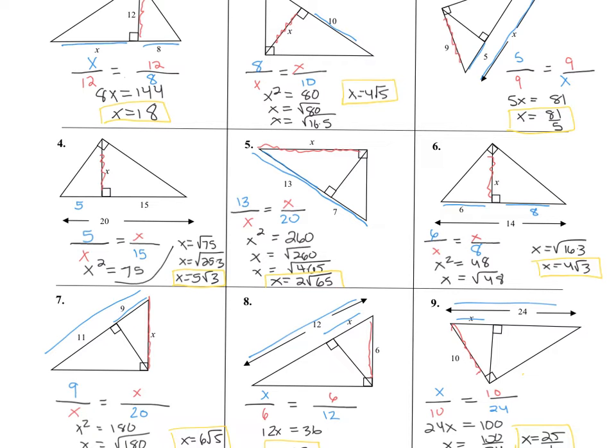Number 6, we have an altitude problem, and so there's the x's there. And when it's an altitude problem, I need the two parts. I was given this was 6, so that goes there. If this is 14, then that means this is 8, and so that's how I got the 8 to go there. When I cross multiply, I end up taking the square root of 48, which is 16 times 3, which gives me that x is equal to 4 times the square root of 3.